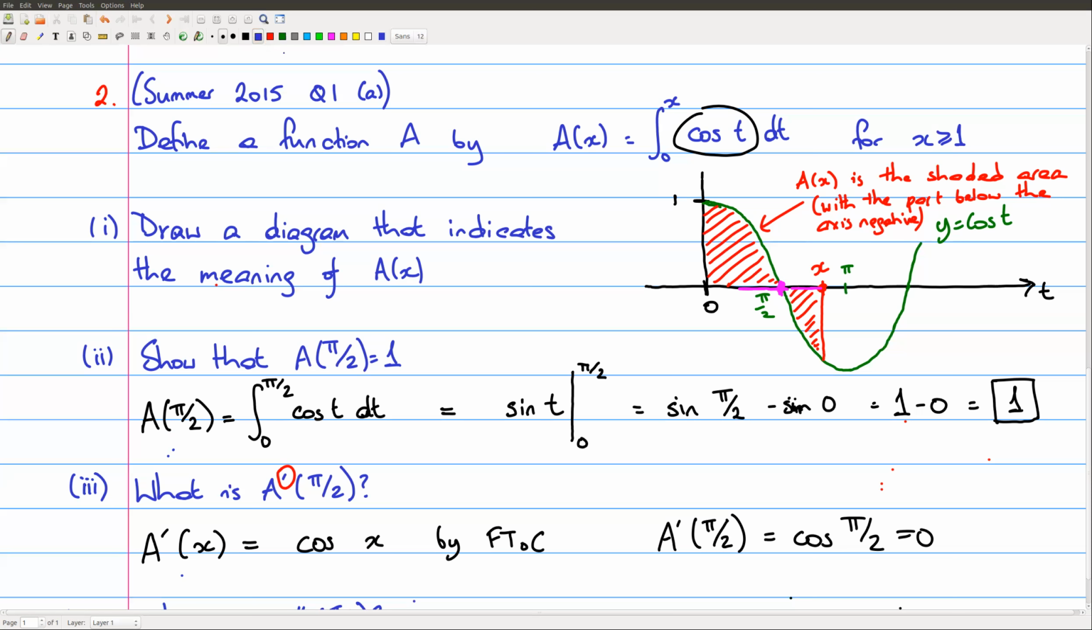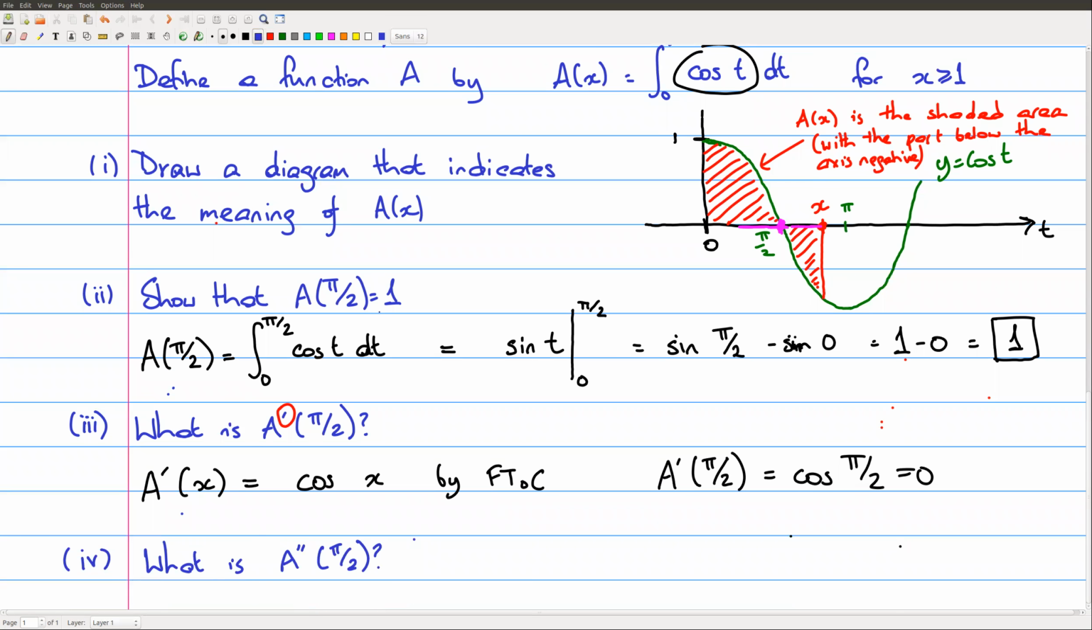Okay, there was a fourth part to that question, which was: what is A double dash of pi over 2? Here again, the question is really asking us to figure out all the notation and to understand exactly what we're being asked for. So we know that A dash of x is cosine of x. That's what the fundamental theorem of calculus tells us about A.